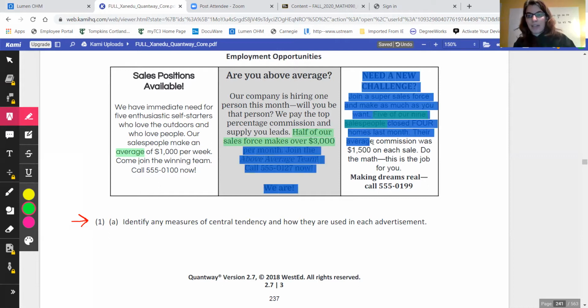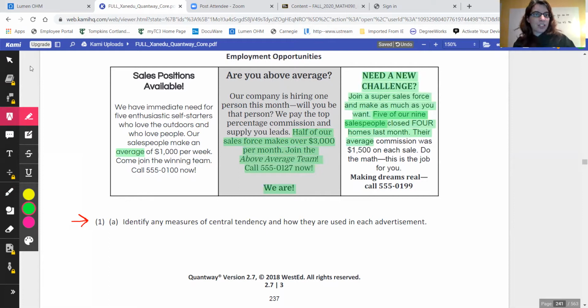And then their average commission here, okay, well, this doesn't want to help me, but you get the idea.